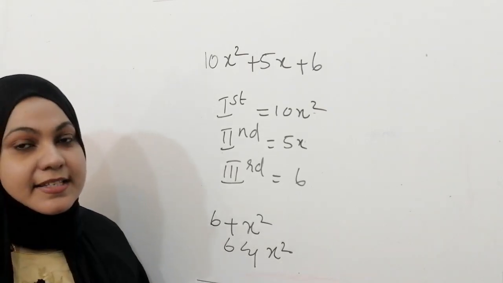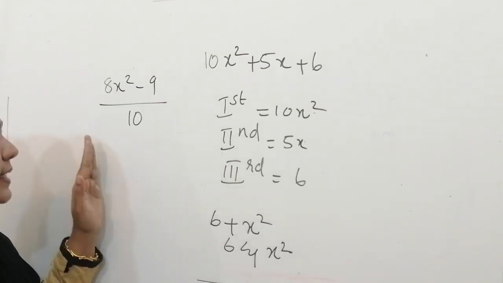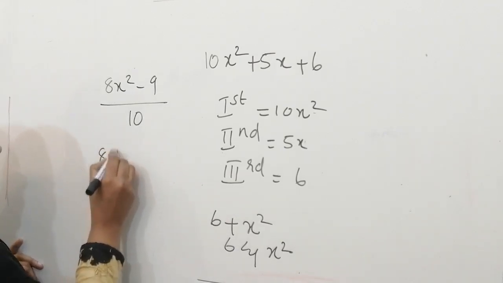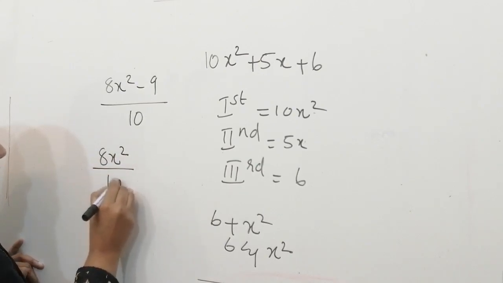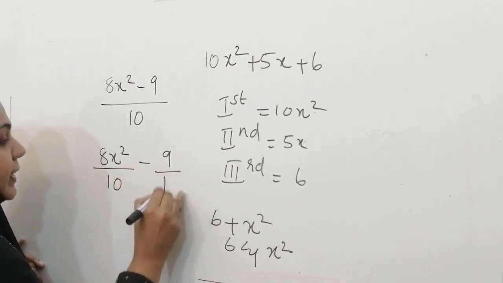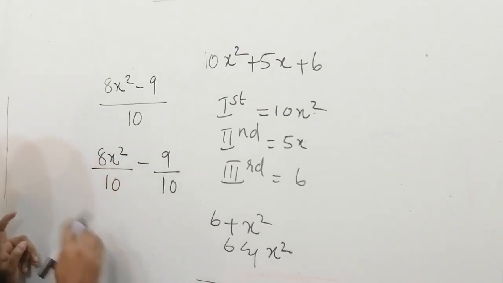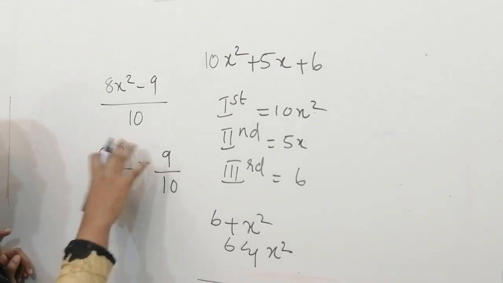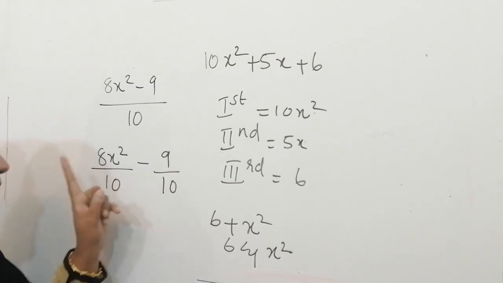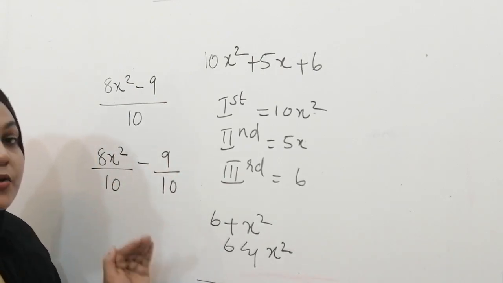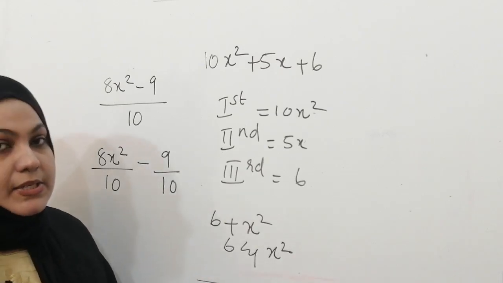Let's try with another example of algebraic expression. In this algebraic expression, how many terms are here? So here we can write this equation 8x square by 10 minus 9 by 10. So you will get two terms here. So what are the two terms? First term is 8x square by 10 and second term is minus 9 by 10. So I hope you understood how to find terms from algebraic expression.